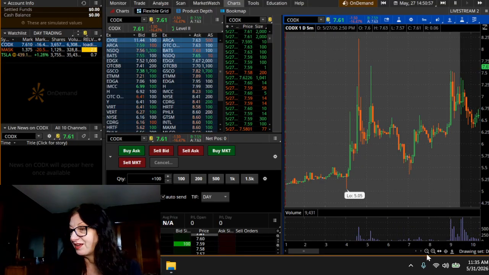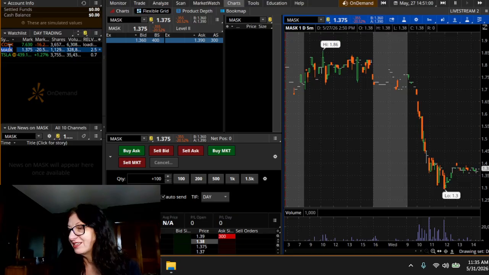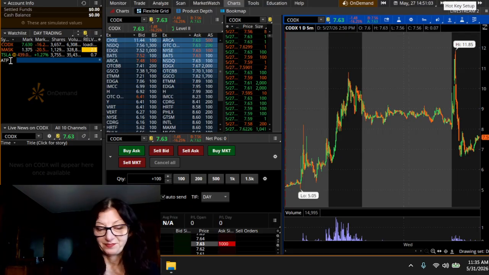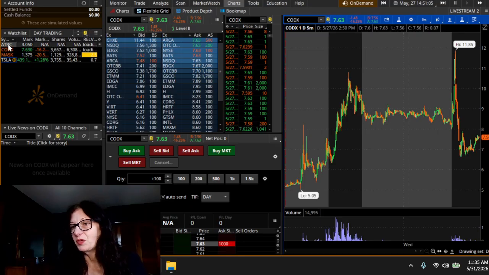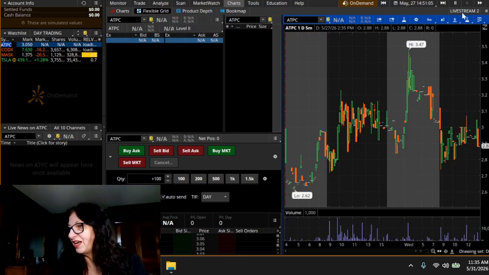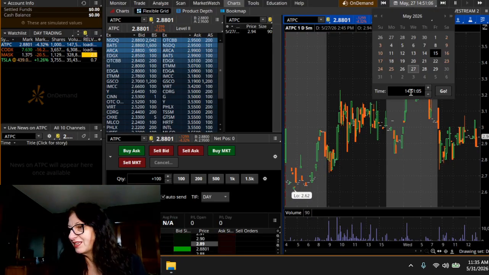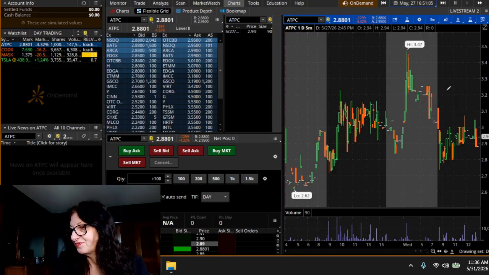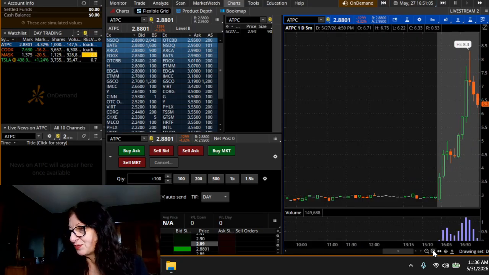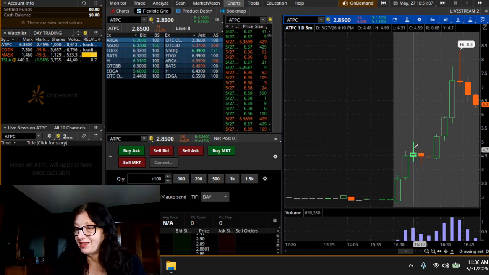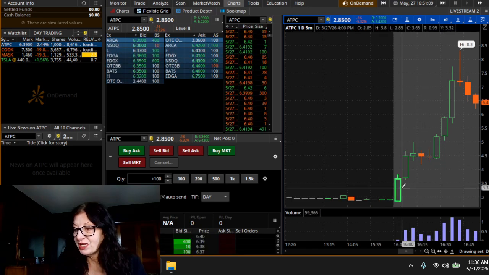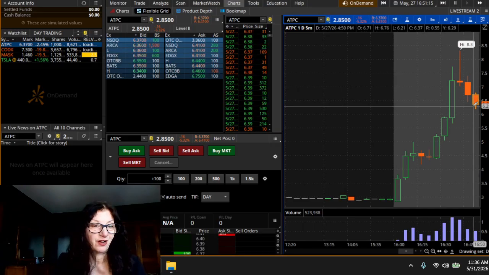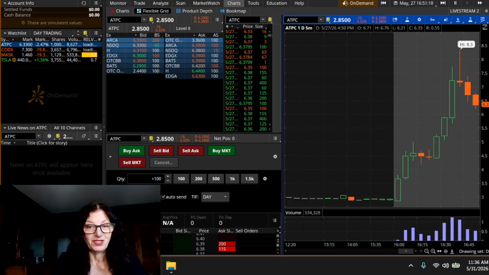Let me pick another one. ATPC. This one, I know that same day, later on, I traded this in the aftermarket. So you can see later on that same day, it went up high, but the low here is higher than this low. It went up again, the highs are higher, and the lows are higher. So that gives you an upward trend.